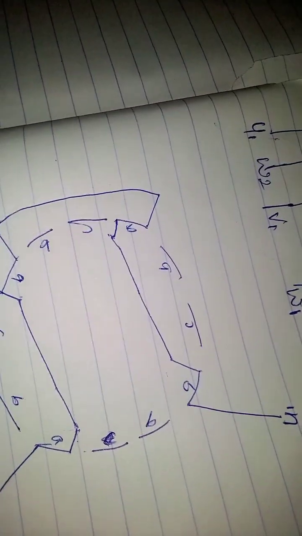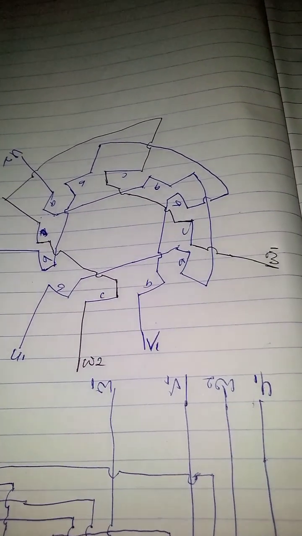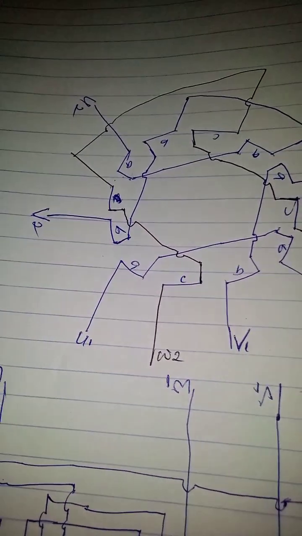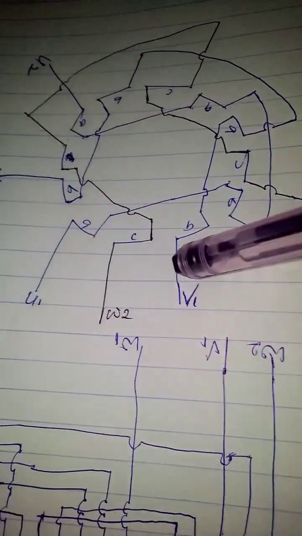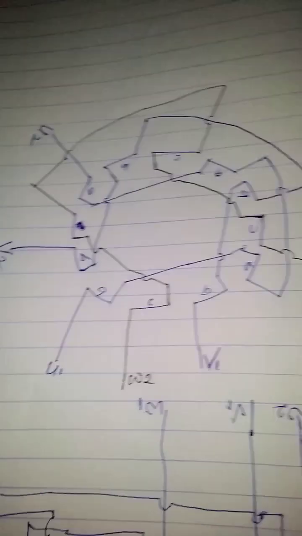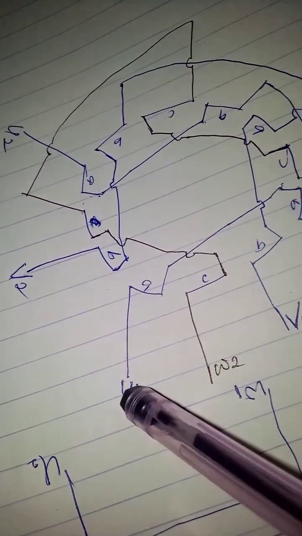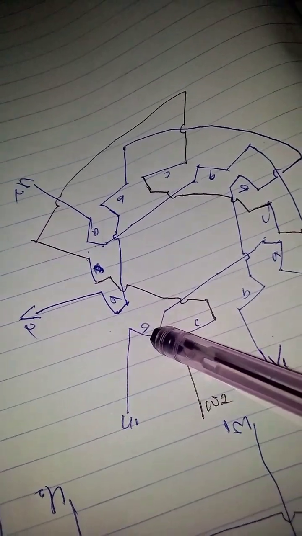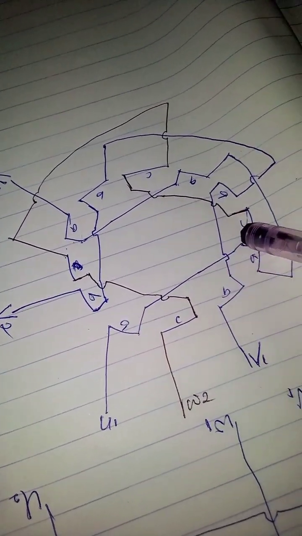I will do the same thing for the others. So we are done. This is how it will look like. You will see that for U1, the A phase has common flow. Look at it.